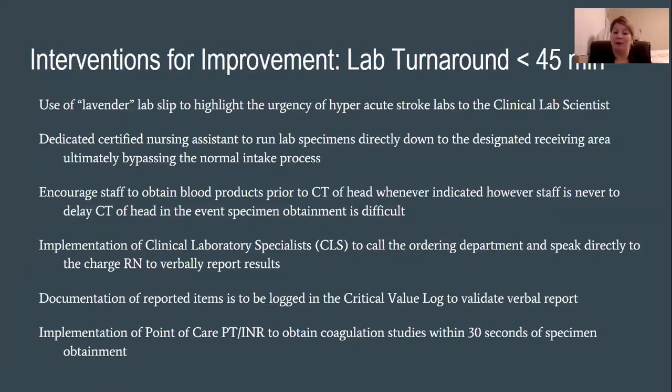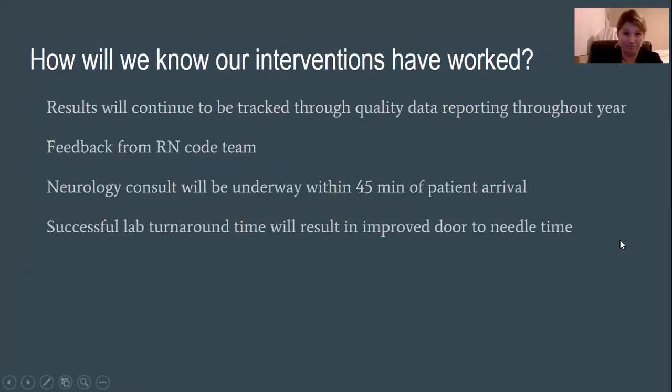Implementation of a point of care PT-INR to obtain coagulation studies within 30 seconds of specimen obtainment has ended the problem of waiting for the INR result, which was really lagging. We found this in the lab resulting time. So all of those have been implemented in order to decrease the lab turnaround time.